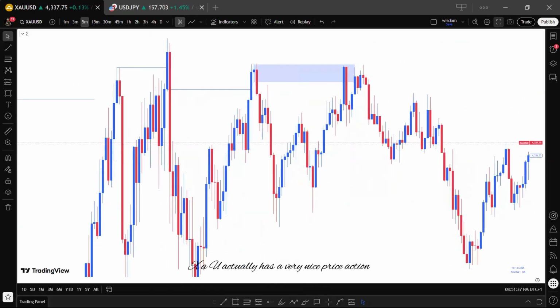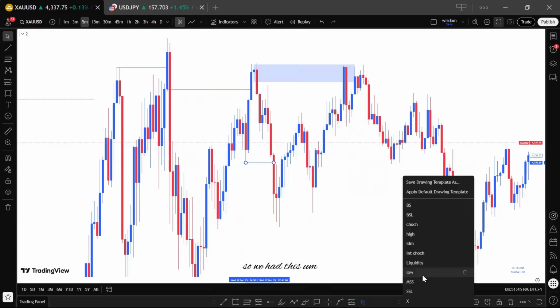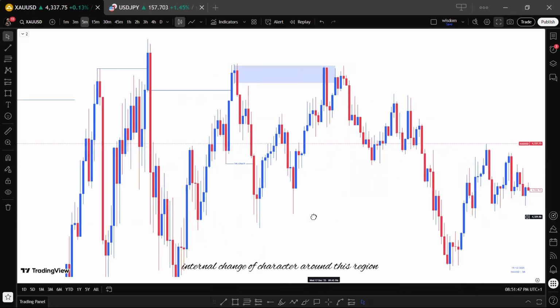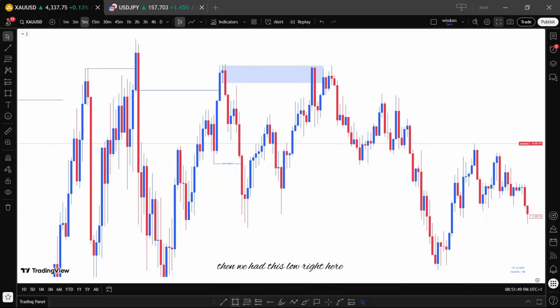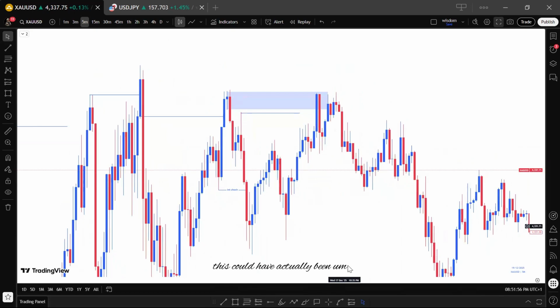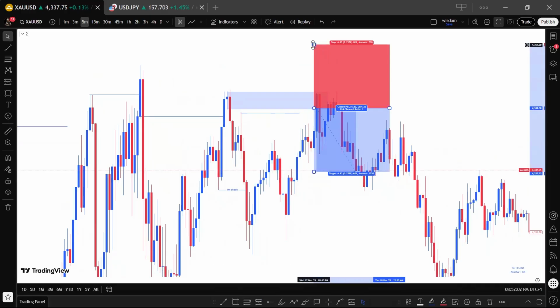XAU has a very nice price action. That's literally why I trade gold a lot. So we had this internal change of character around this region. Then we had this low right here. If you're a type of person that trades counter trend, this could have been a very nice trade for you on XAU USD.